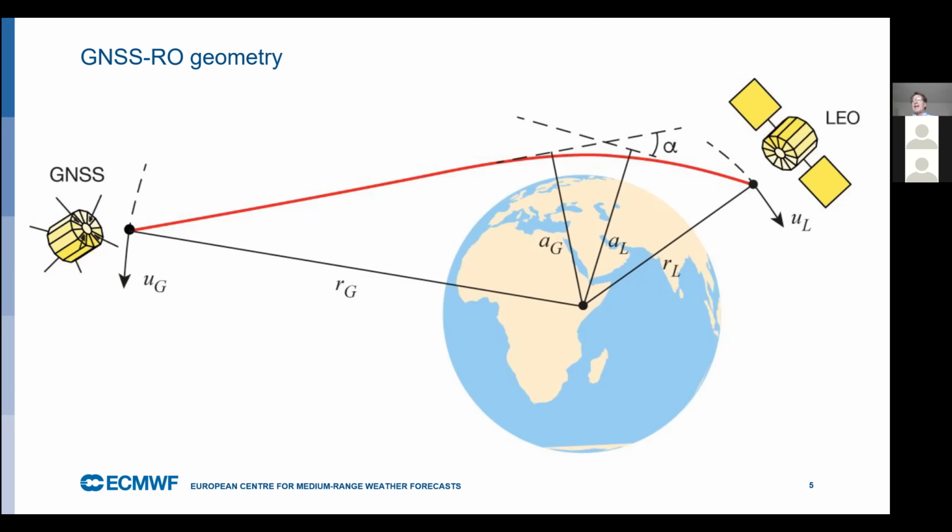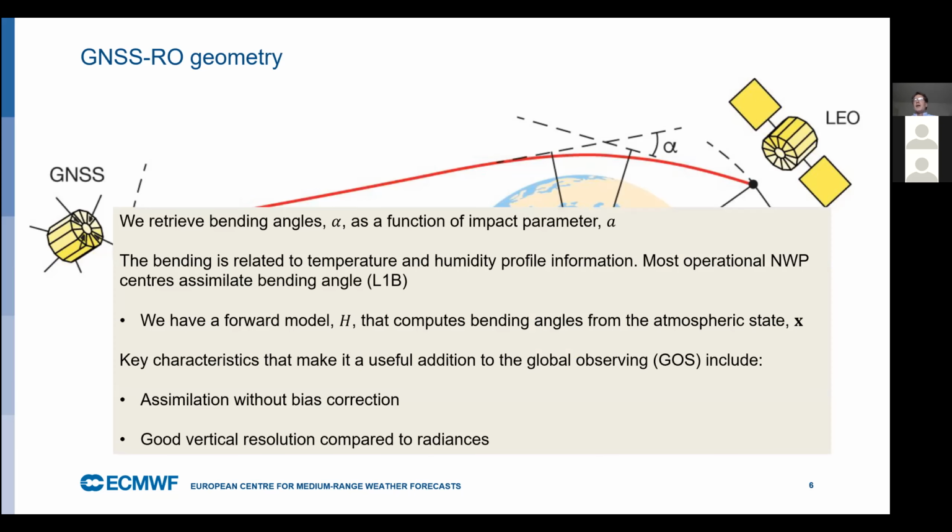Now, bending angle is related, as Christian showed, to the refractive index gradients in the atmosphere. And we are able to extract information about the atmospheric state from the bending angle information directly. And that's what most NWP centers currently do. So we retrieve the bending angles as a function of impact parameters, so we have bending angles as a function of height. And as I said, that provides us the information on the atmospheric state that we're actually interested in. We want to get a better estimate of the temperature profile information or humidity profile information from having access to these bending angle profiles.